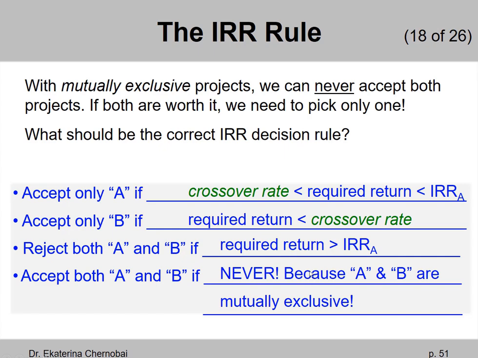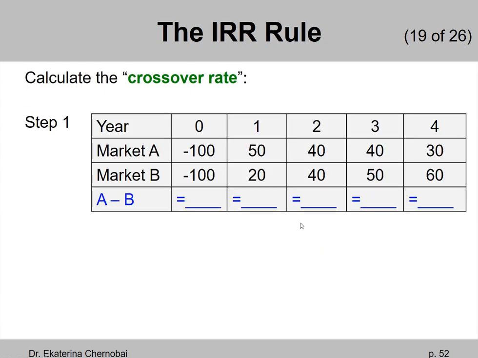Now, a natural question here would be, so what is the crossover rate? Can we calculate it? And the answer is, in fact, we can. It's not that complicated. So let's go back to the information that was given to us. To find the crossover rate, one year at a time, you compute the difference between the cash flows. So for year 0, the initial investment for A is minus 100, and it's also minus 100 for project B. What's the difference between the two amounts? It's $0. They're the same.